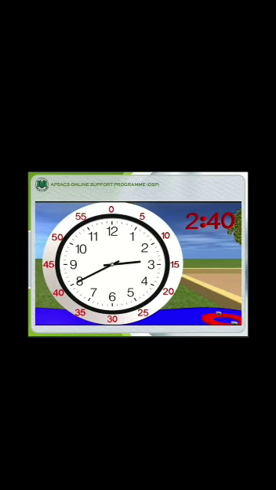Let's try another one. Look at this picture. Here the hour hand is between the two numbers. When the hour hand is between two numbers, the hour is the earlier number. So here the hour is 2, while the minute hand is pointing at 8. So we count by 5. 8 fives are 40. So here the minute hand is showing 40 minutes. So the time is 2:40.